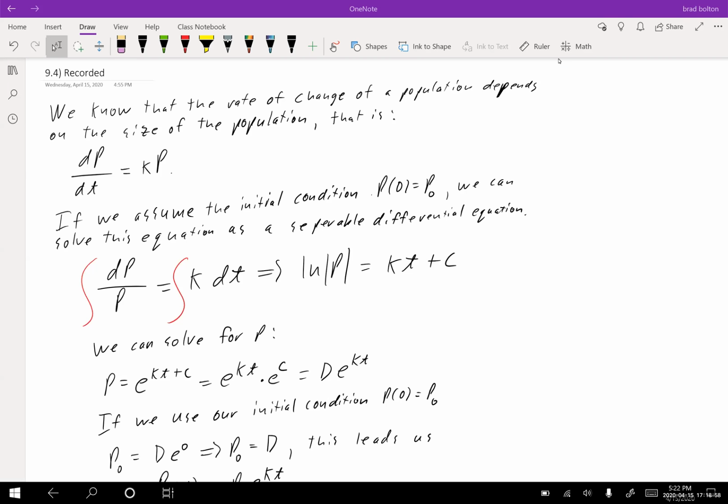Okay, everybody, we're going to get started on 9.5, the logistic model. So first, we're just going to discuss the basic model that we already know of population growth. So we know that the rate of change of population depends on the size of the population.